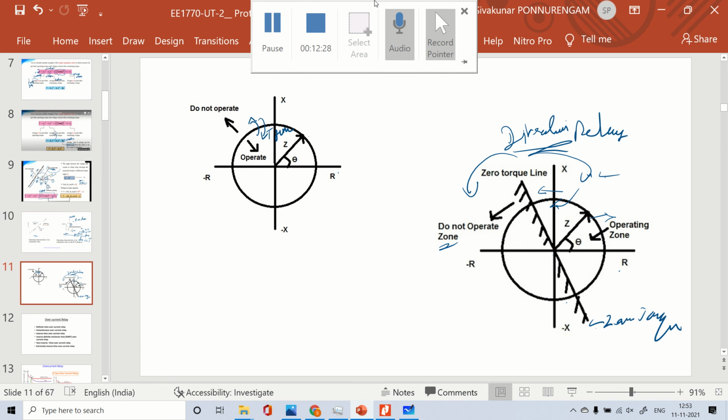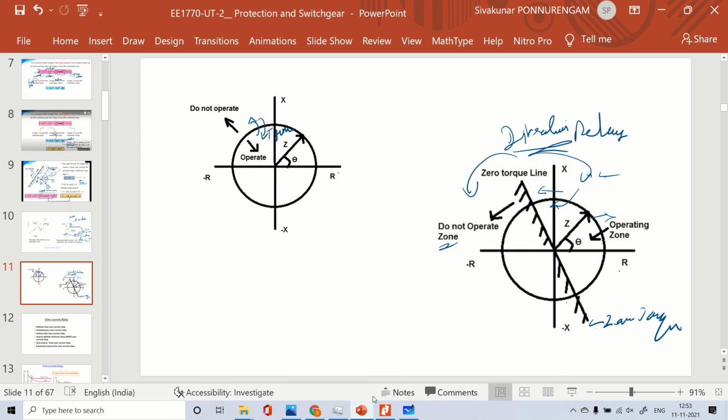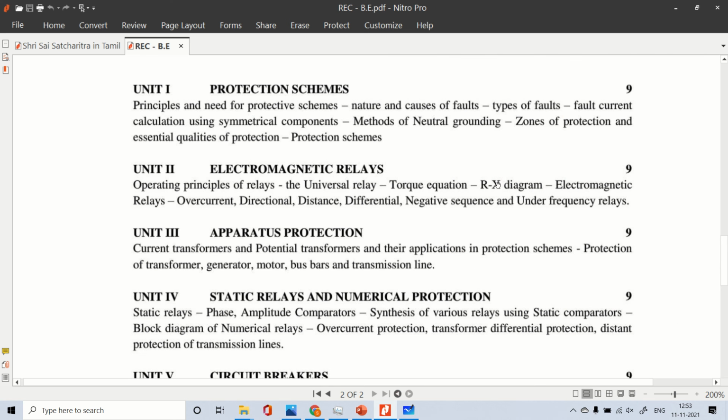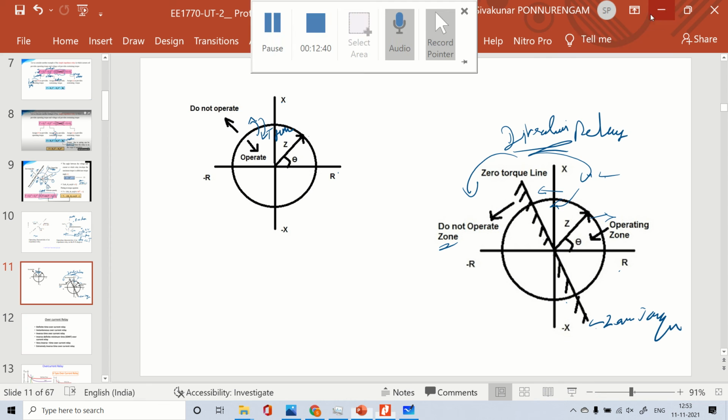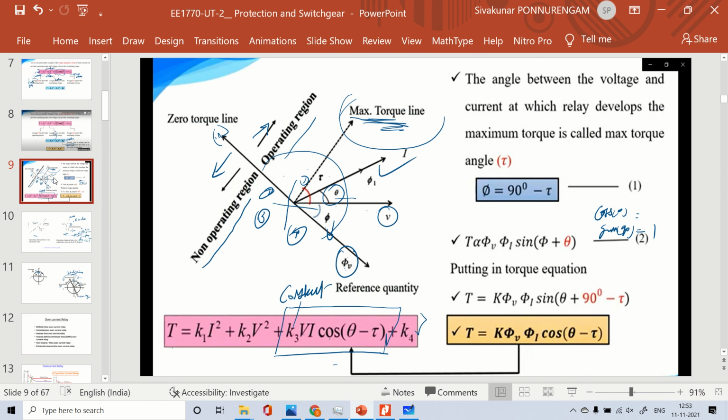Okay, right. So up to this, the two topics have been covered in this video, the RX diagram and the universal torque equation of the relay system. This is the system.